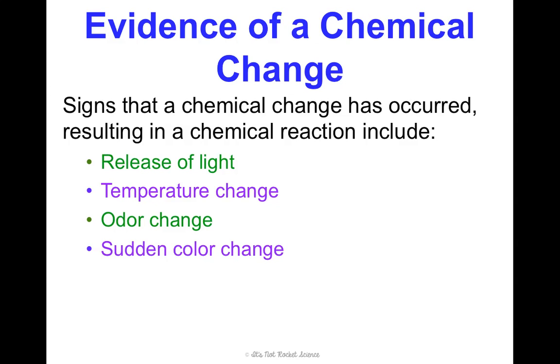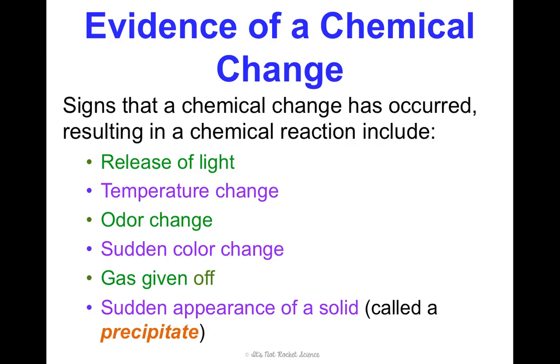A sudden color change, like a flash of color. If a gas is given off, if it just starts bubbling. And also the sudden appearance of a solid. This is called a precipitate. So if you mix maybe two liquid chemicals together, and all of a sudden this powdery substance forms, that's a precipitate. And that's another sign that a chemical change and thus a chemical reaction has occurred.